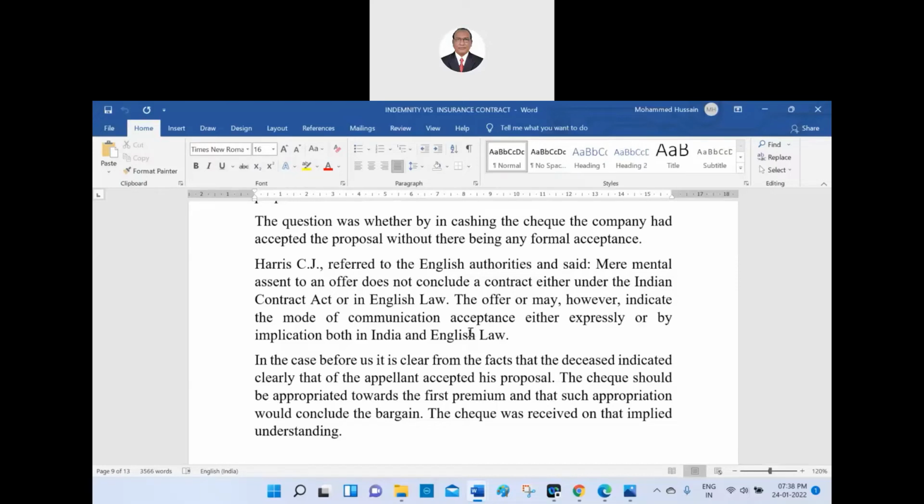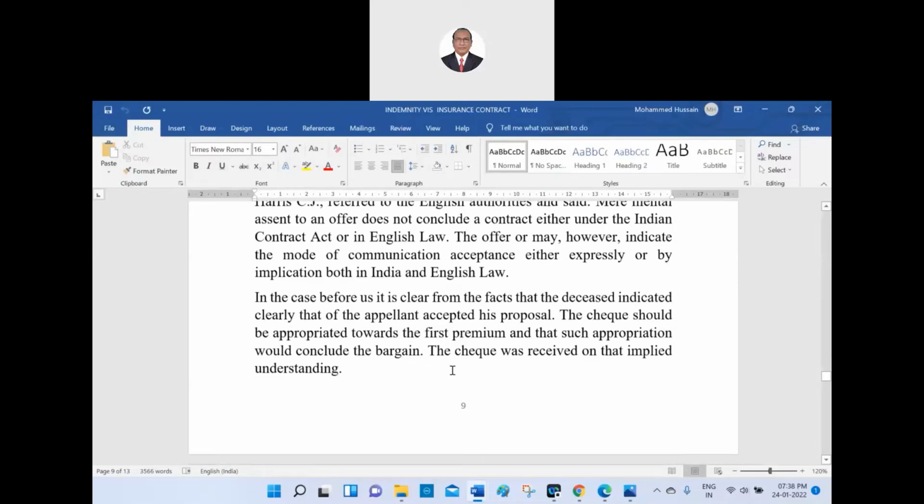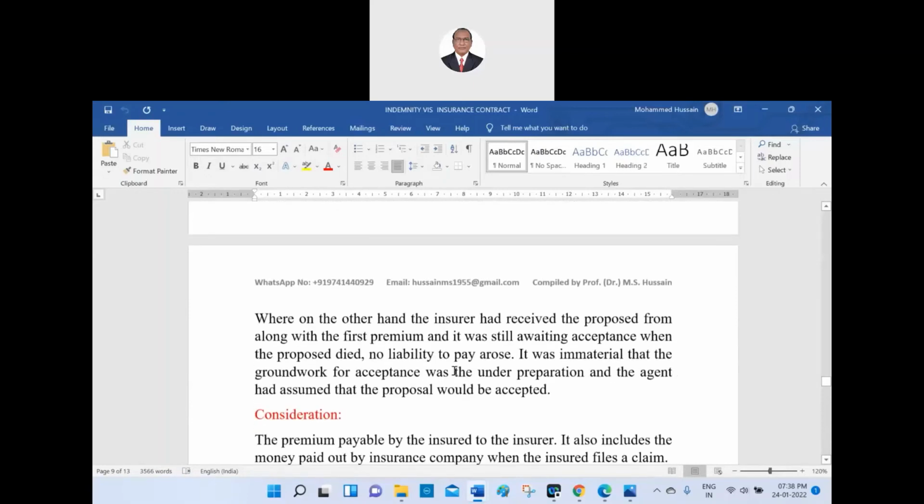Yes, sir. So in the case before us, it is clear from the facts that the deceased indicated clearly that if the appellant accepted his proposal, the cheque should be appropriated toward the first premium, and that such appropriation would conclude the bargain. The cheque was received on that implied understanding. On the other hand, the insurer had received the proposal along with the first premium, but it was still awaiting acceptance. When the proposer died, no liability to pay arose.